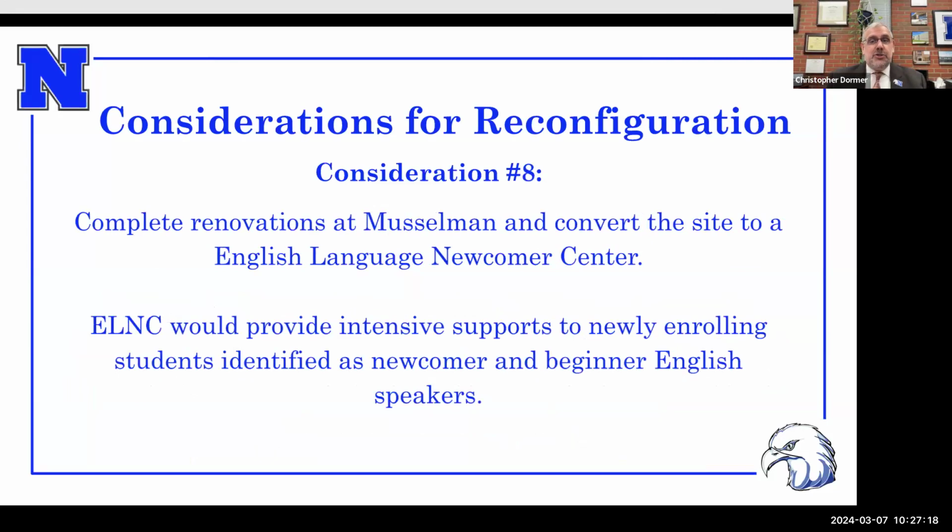We wouldn't abandon the Musselman Learning Center, but we would convert it under consideration number 8 to make it an English language newcomer center for the district. The ELNC would provide intensive supports to newly enrolled English learner students identified as newcomers and beginners. This would be a site where they would receive all of their core education, but in a supportive way that would also hopefully help accelerate their language acquisition before transitioning back to their home school.